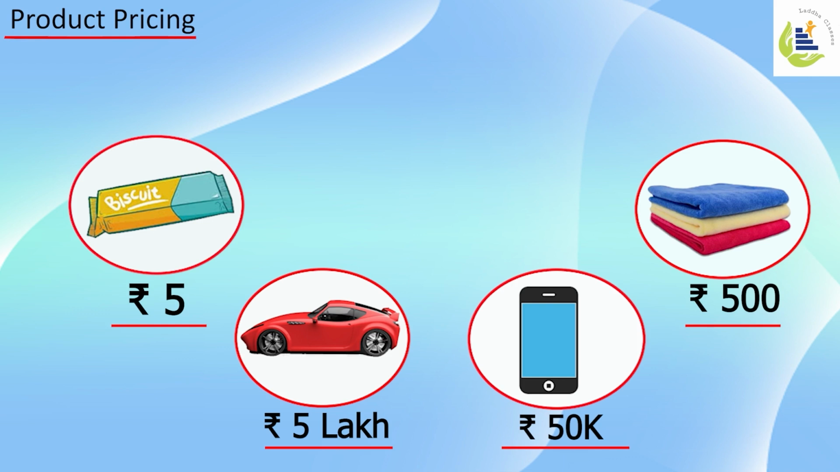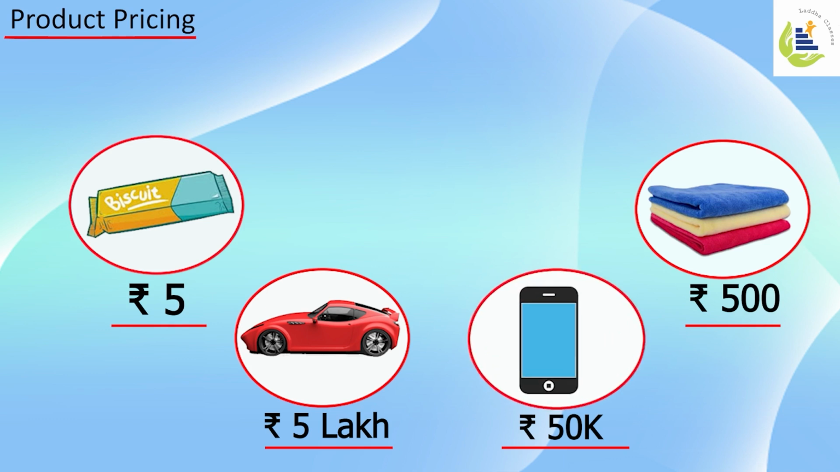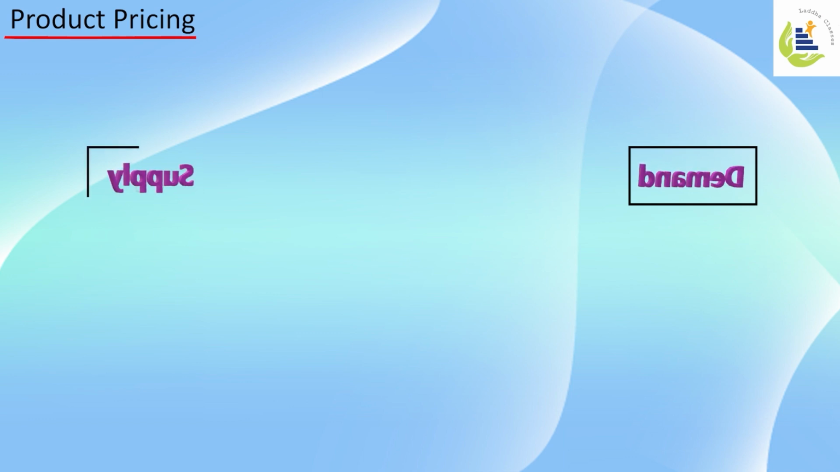How are the prices of these products, like a pack of biscuits, a car, a cell phone or, let's say, cloth, decided? The knowledge of how a manufacturer, how a producer arrives at the price of a particular product at which it is sold is studied under a concept called product pricing. Well, in order to know the price of a product, one has to understand demand analysis and supply analysis.